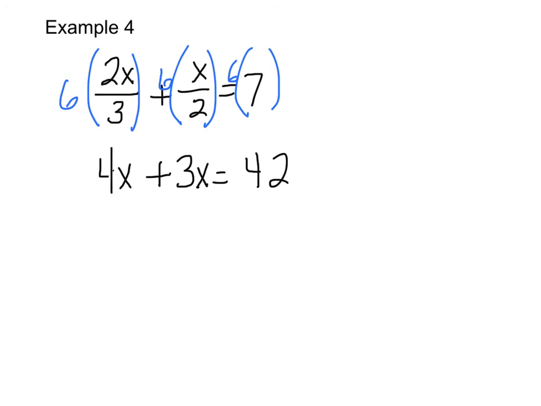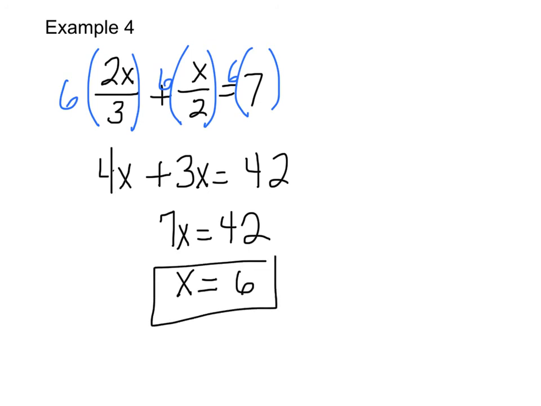So, now what do we do? We combine like terms. 4x plus 3x is 7x equals 42. The last step is we have to get rid of our times 7, which is step 5. The opposite of times 7 is divide by 7. 42 divided by 7 gives us 6. So the answer to this equation is 6.